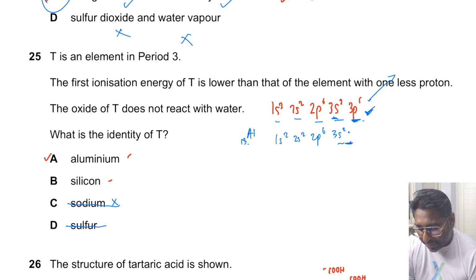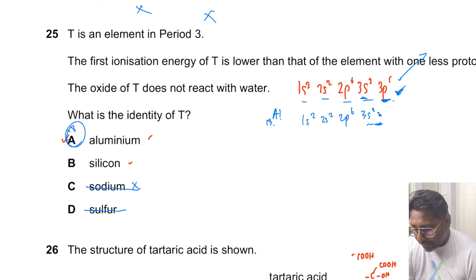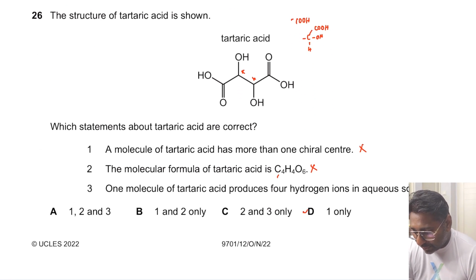Before that is actually magnesium. Magnesium is more difficult to be removed compared to aluminium. Aluminium can be removed easily. Why? Because of the distance. So the identity of T is going to be aluminium, definitely not silicon. So A. Now 26. The structure of tartaric acid is shown. Which statements are correct? A molecule of tartaric acid has more than one chiral center.